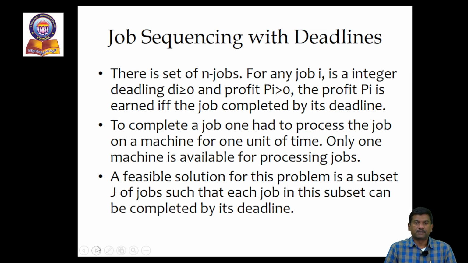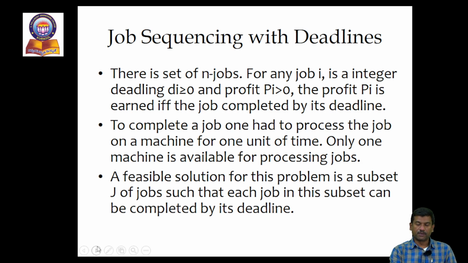In the job sequencing with deadlines problem, there are n jobs, and for each job a deadline and a profit are associated. The deadline is greater than or equal to 1, and the profit should be greater than 0. A job can be completed if and only if it is completed within its respective deadline. A feasible solution is a subset of the jobs that can all be completed within their respective deadlines.